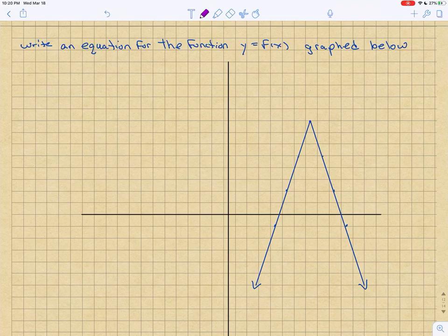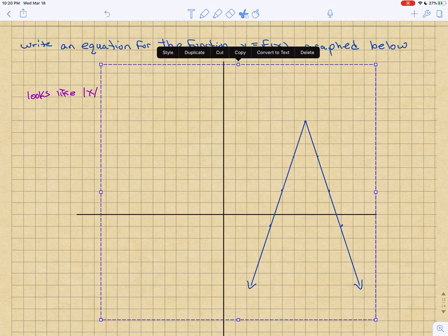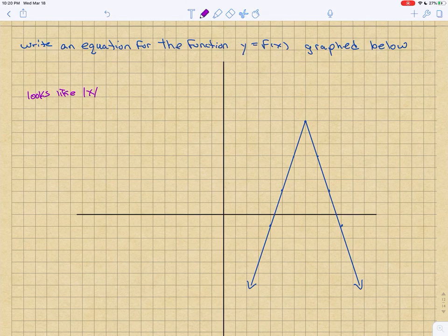So I'm going to look at that and I say, well, it looks like the absolute value of x. Sorry, I've got to write this so you can understand what I wrote. Except it's reflected across the x-axis, because the absolute value of x, let me draw this out a little better for you. So it's there. The absolute value of x looks like this. Something very close to that.